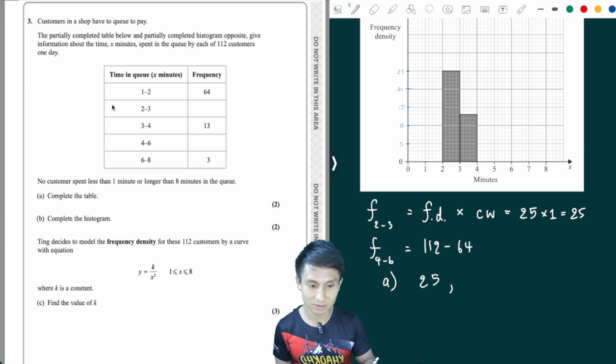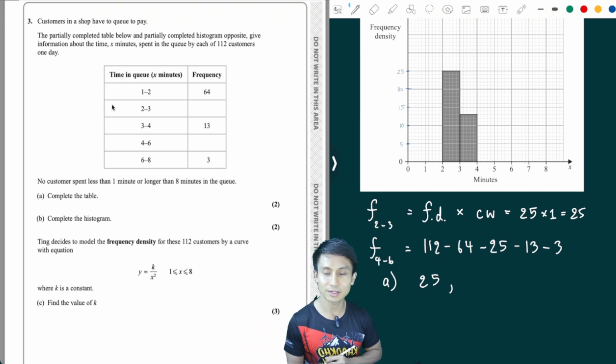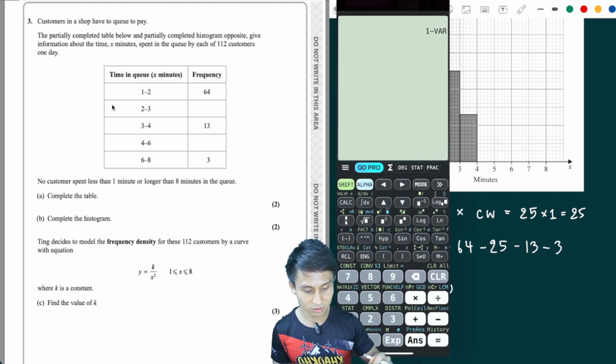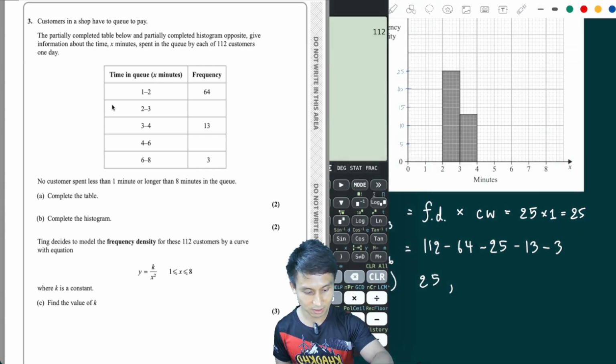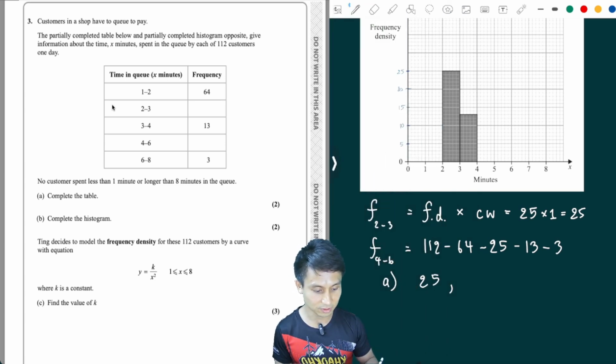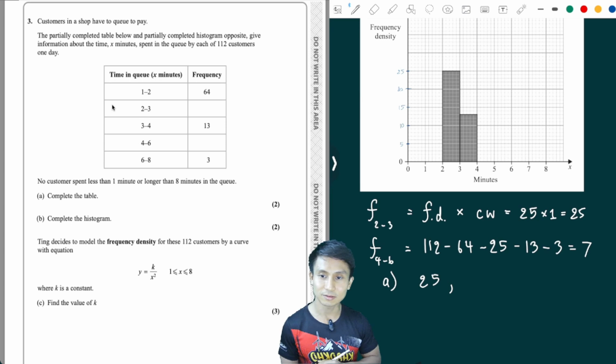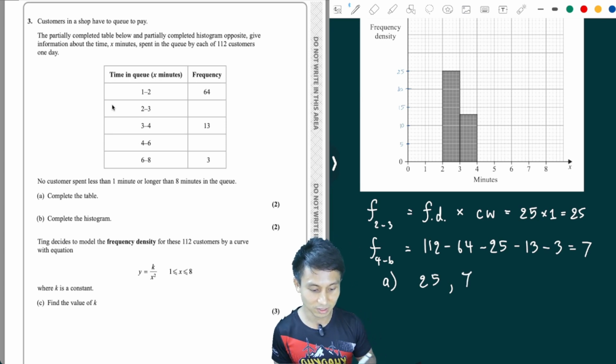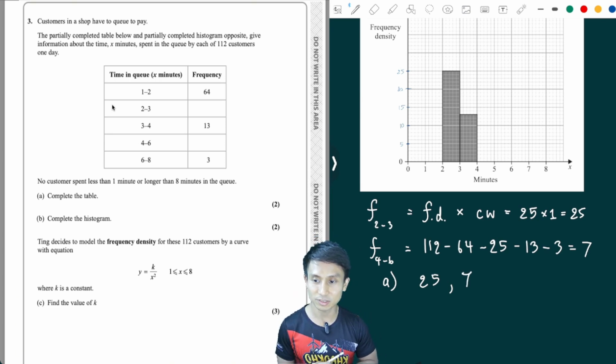So 64 minus the 2 to 3, 25, minus the 3 to 4, 13, and then minus 3. That's the 6 to 8. I'm just going to use a calculator here. So 112 minus, sorry, 64, minus 25, minus 13, minus 3. That is 7. So it's 7 here. We can put 7 down because it's asking for frequency.